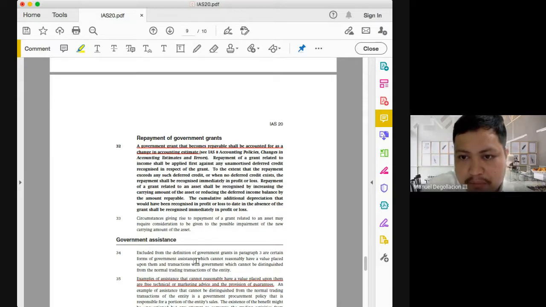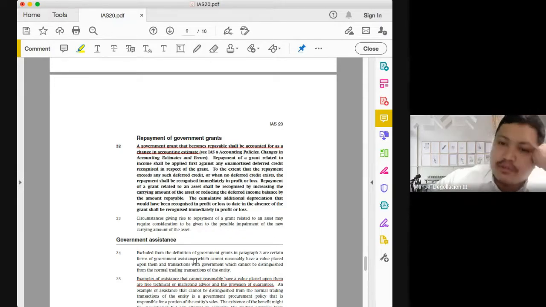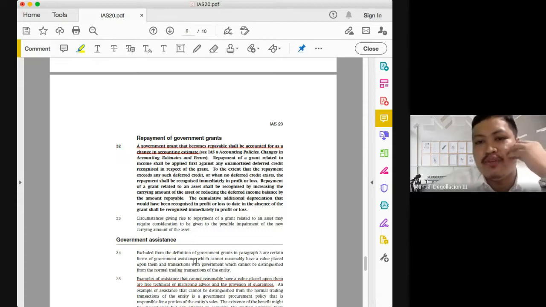Okay, but here, repayment of a grant related to income shall be applied first against any unamortized deferred credit recognized in respect of the grant. To the extent that the repayment exceeds any such deferred credit, or when no credit exists, the repayment shall be recognized immediately in profit or loss. So, for example, class, we had deferred grant income in the amount of 10 million. But we were already able to recognize in our financial statements, in our statement of profit or loss in the previous year, the amount of 2 million. So that means there is remaining unearned grant income in the amount of 8 million.